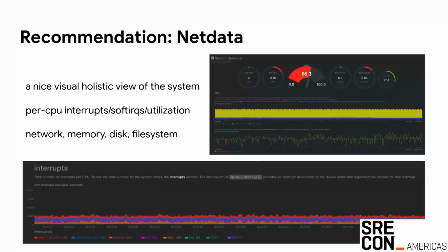So my recommendation to have a holistic view of the system is NetData. It provides a very nice web UI where you can see per CPU interrupts, soft interrupts utilization over time, as well as other stats about your system, network, memory, disks, and file systems, so you can spot out any obvious red flags.